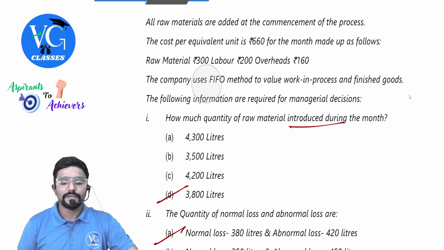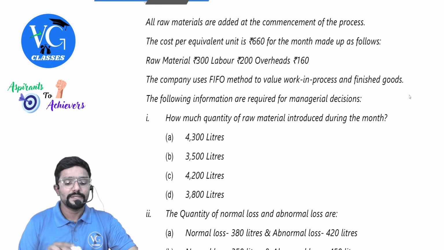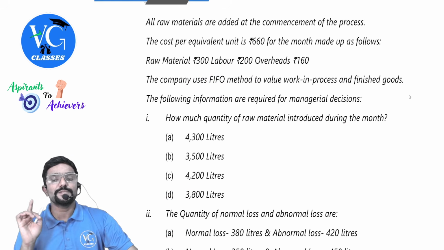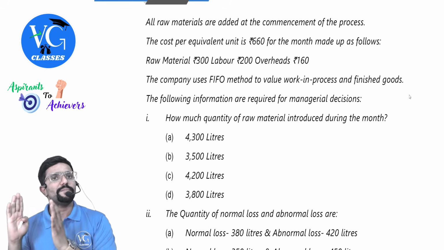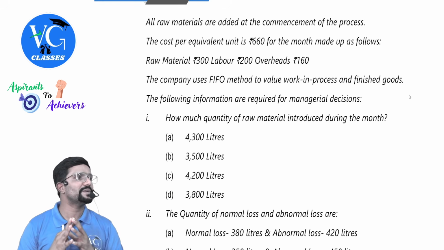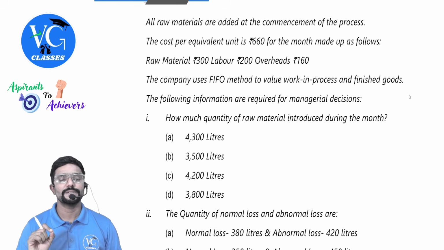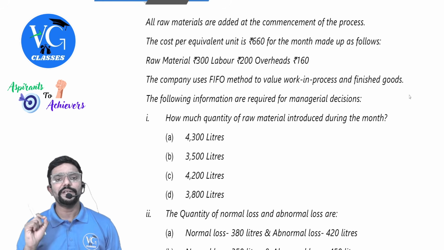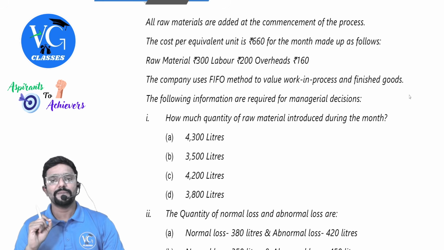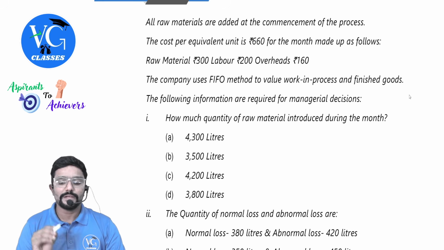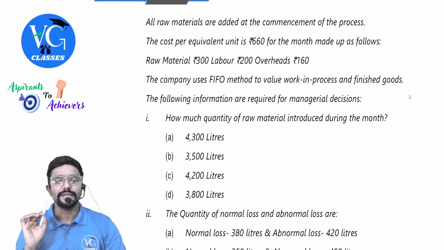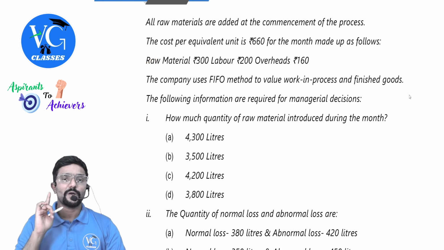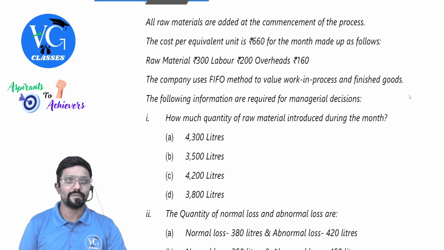All raw materials are added at the commencement of the process. Okay, that means we can understand even for opening WIP or closing WIP, the degree of completion would be 100%. The cost per equivalent unit is 660 for the month, made up as follows. Okay, cost per equivalent unit is already given: raw material 300, labor 200, and overhead 160. That is cost per equivalent unit, guys, element wise.